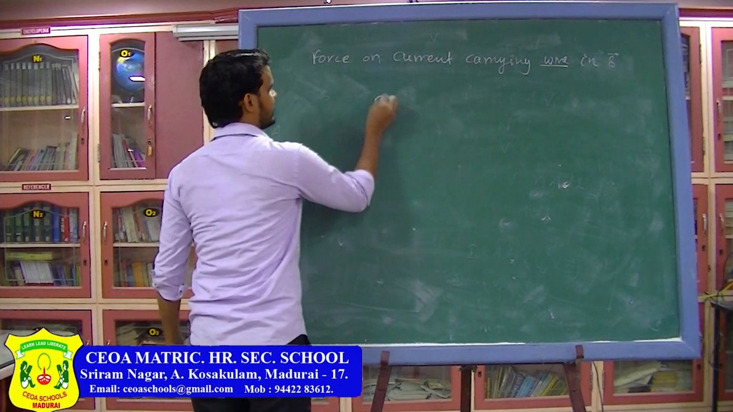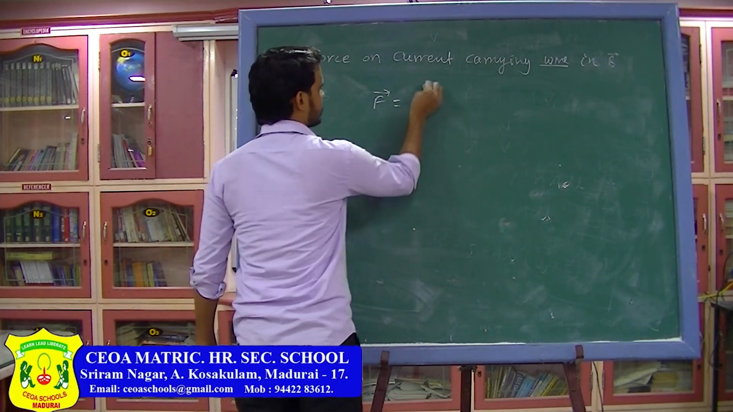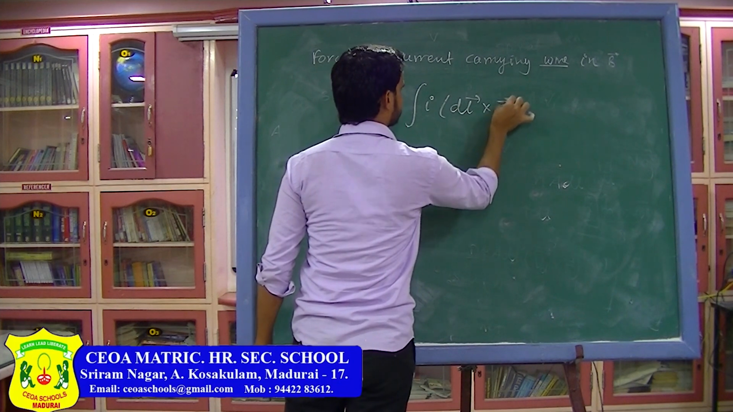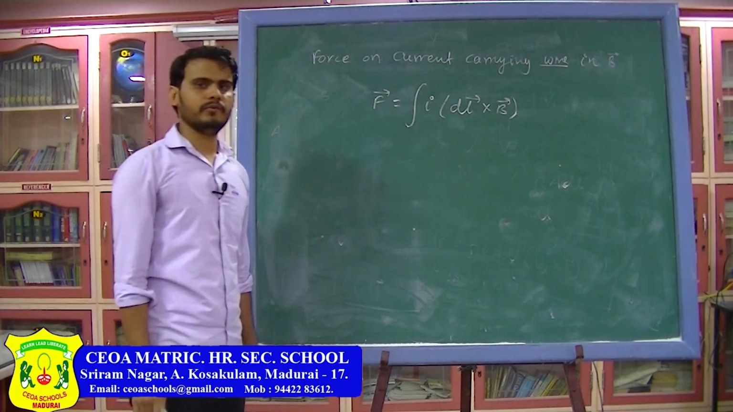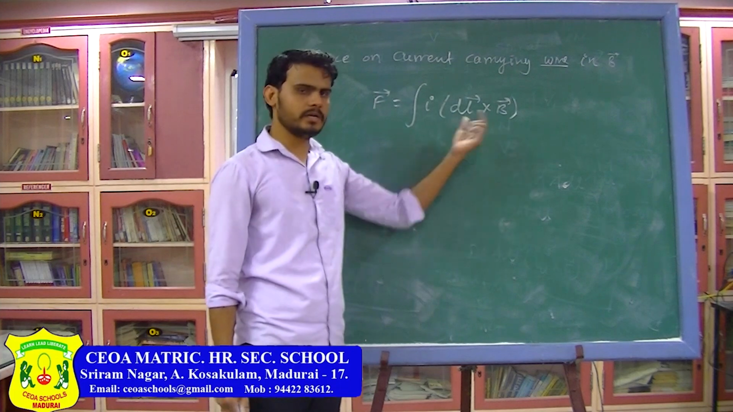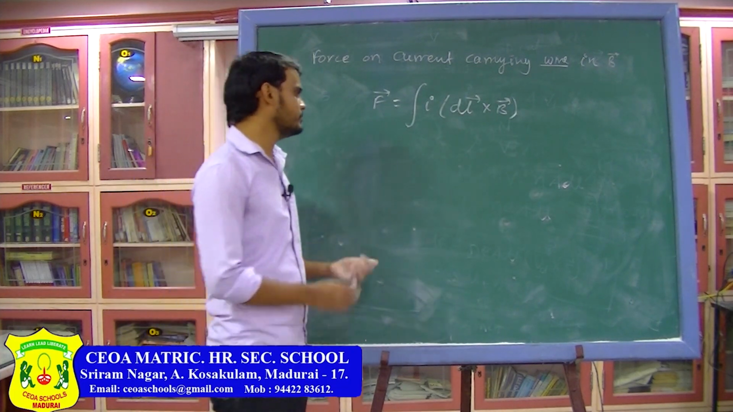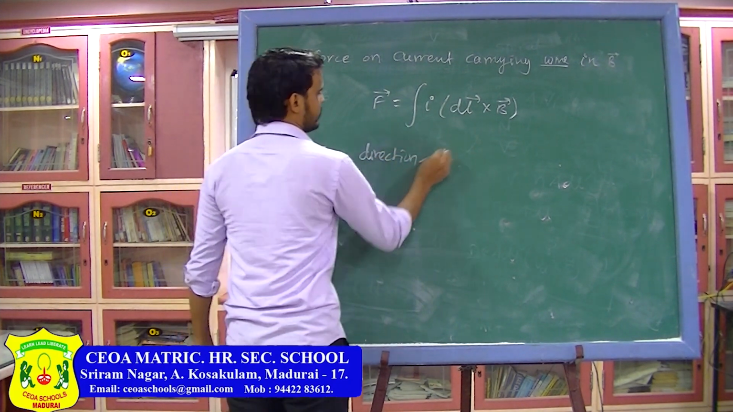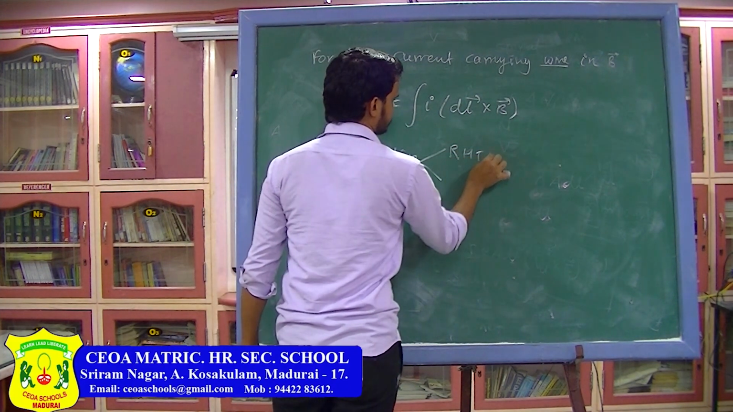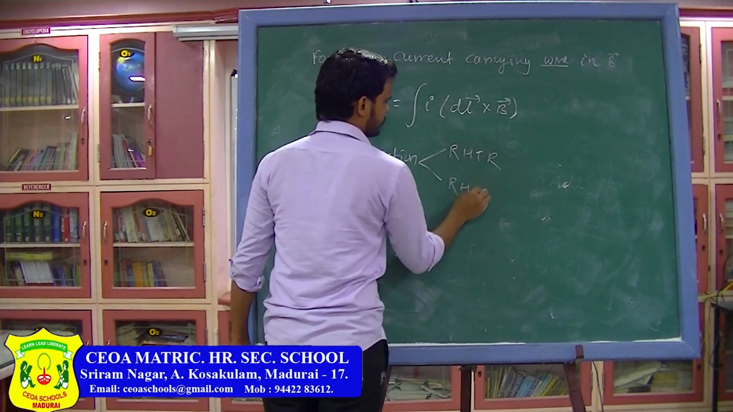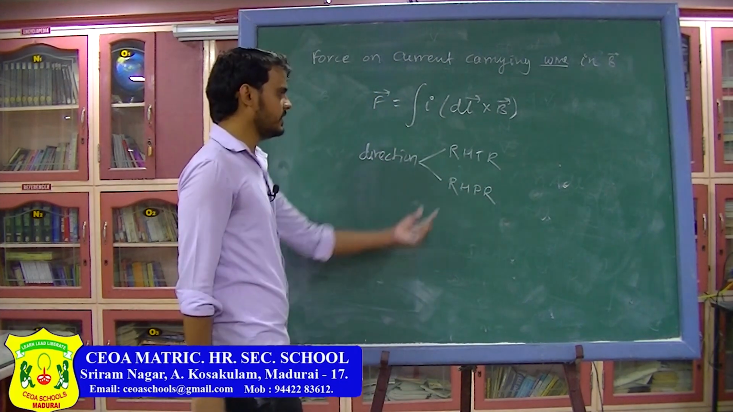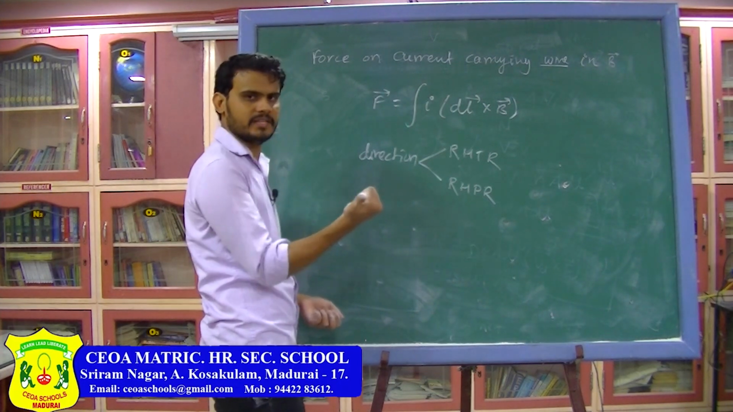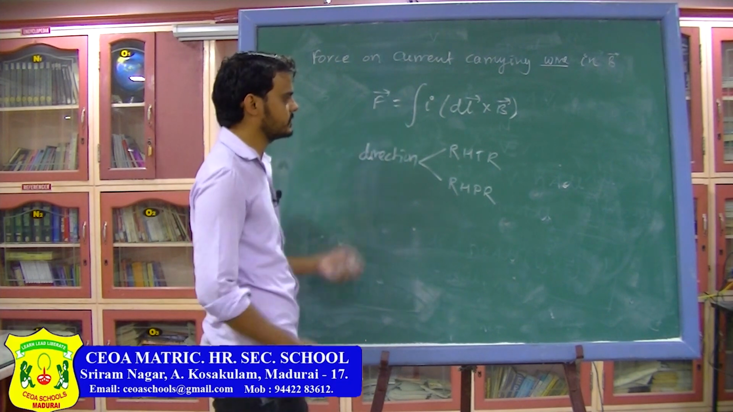So the magnetic force on a current carrying wire is given as the integration of I dl cross B. Here again, if you want to find the direction, you have to do the cross product. While doing the cross product, you can use both the rules. For direction, you have the right hand thumb rule and the right hand palm rule. In the right hand thumb rule, you keep your fingers in the direction of the current, curl them towards the magnetic field, and the thumb will give you the direction of magnetic force.